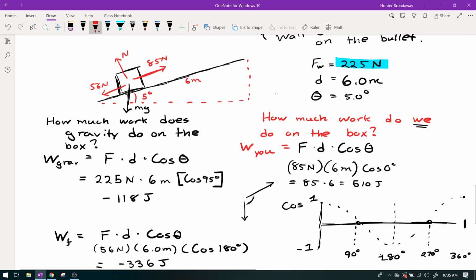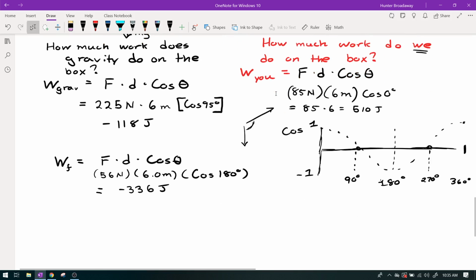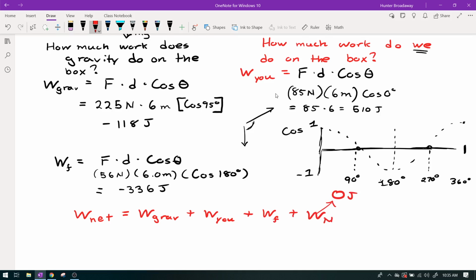Okay? So to find the net work, we're going to add them all together. So work net equals work of gravity plus the work of U plus the work of friction plus the work of the normal. And I'm just going to go ahead and say this is zero, so we don't have to worry about it over here.